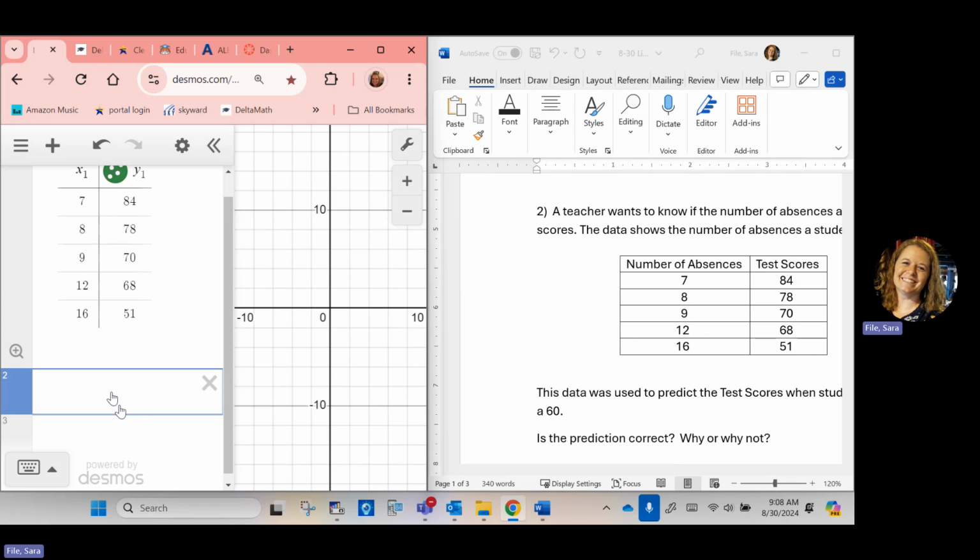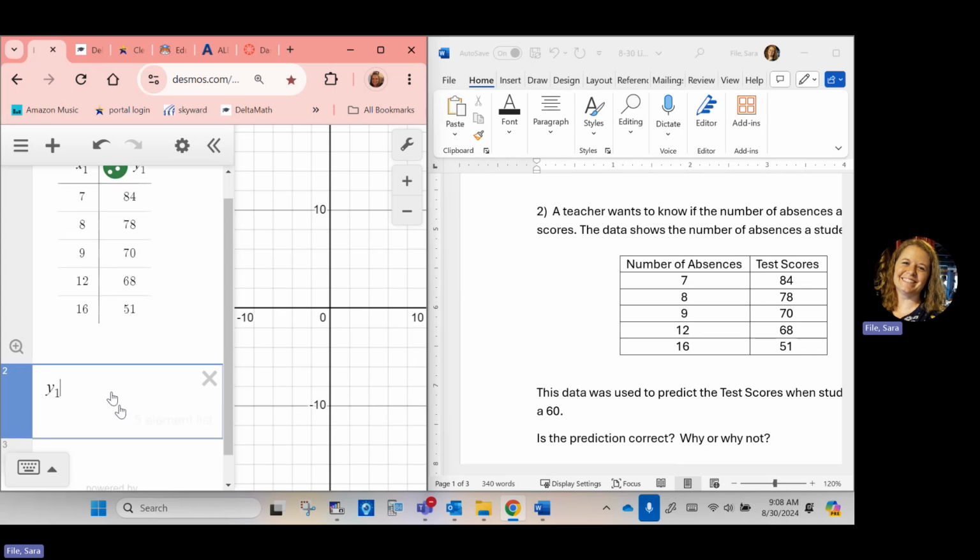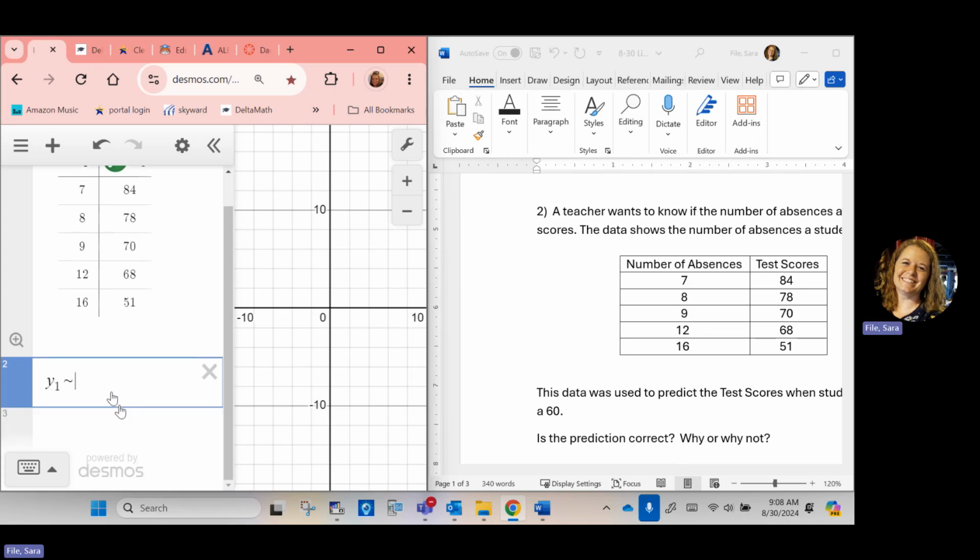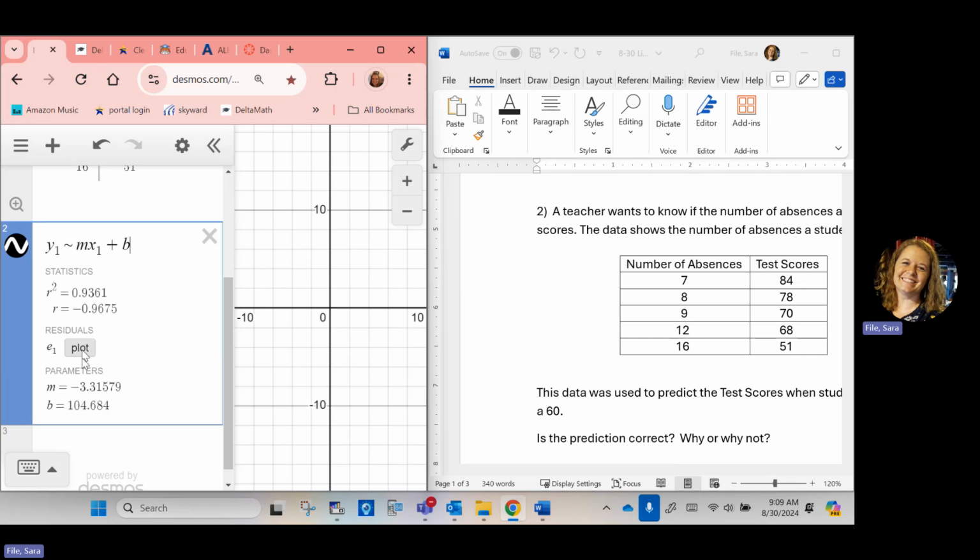After we've got the data table entered, how do we do the regression? How do we come up with the equation? Our test is Wednesday. We've got to know this process. I'm going to type Y1, and then the little squiggly, the tilde, MX1 plus B. Very good. I'm going to type that in, and it's going to generate these statistics and parameters for me.